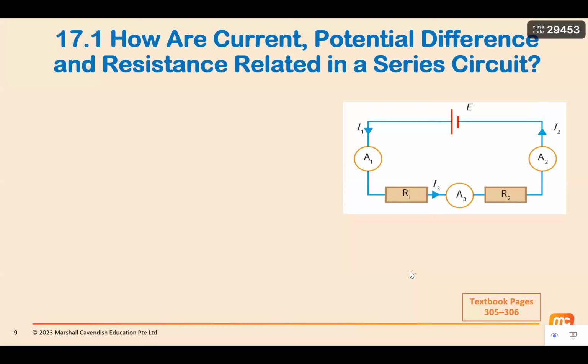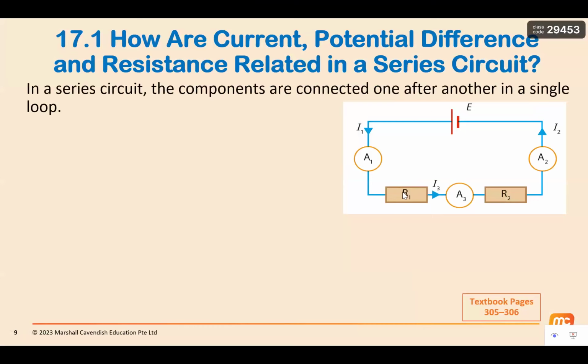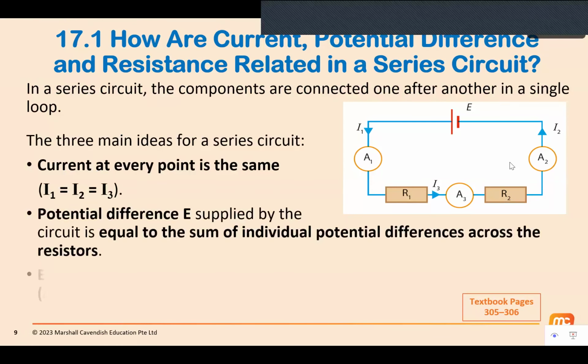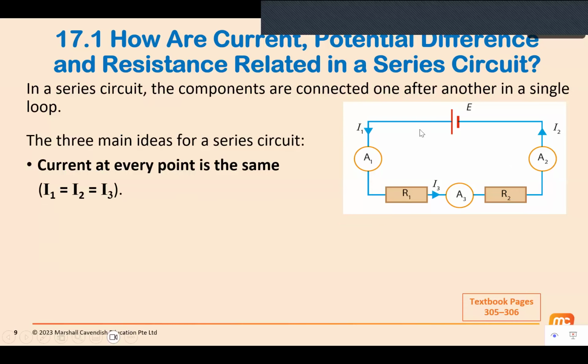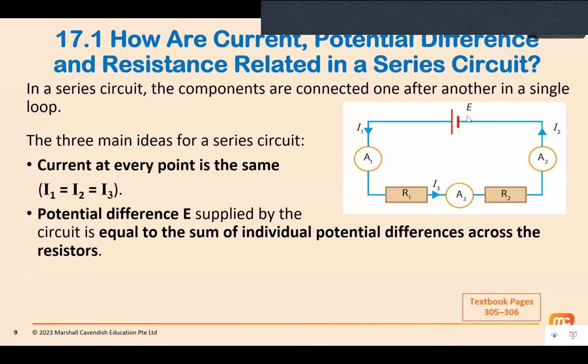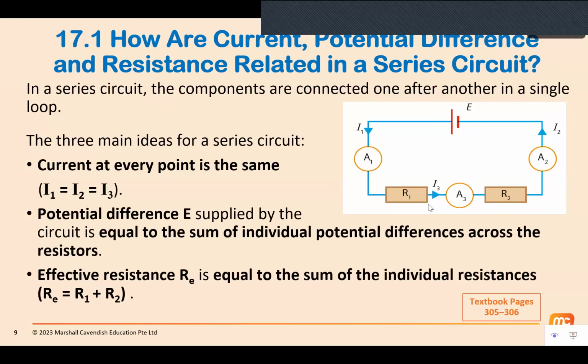So let's take a look at a series circuit. You must know that in a series circuit, the components are connected one after another in a single loop. There is only one path. There are three main ideas for a series circuit. The first idea is that the current at any point is always the same. The second idea is that the potential difference supplied by the battery will be shared across the components. And lastly, the total resistance of the circuit, or the effective resistance of the circuit, is equal to the sum of the individual resistances.